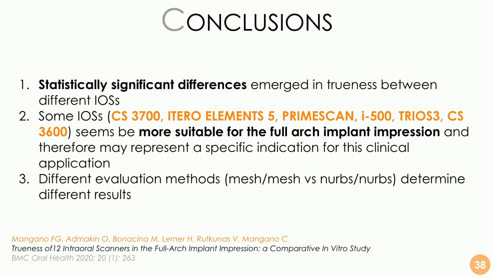So the conclusion from this study is that there were statistically significant differences in trueness between different intraoral scanners. So the factor scanner exists because some intraoral scanners like CS3700, iTero Elements 5, PrimeScan, Medit, Trios, and CS3600 granted more suitable results for the full arch impression. So they should be used for this particular application. This represents a specific indication for this clinical application.